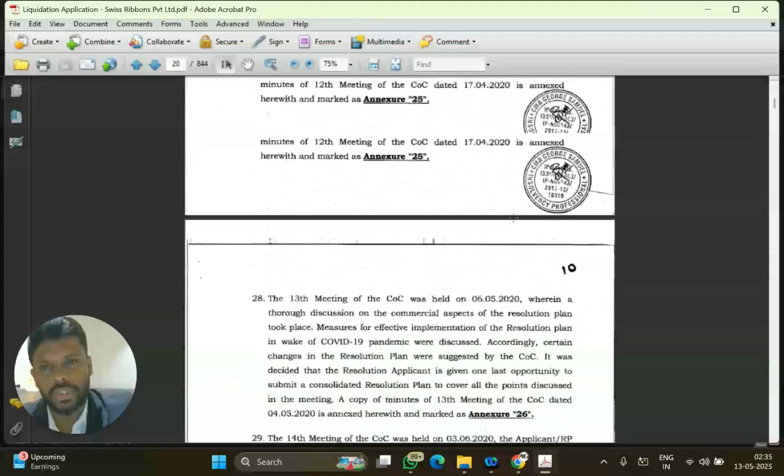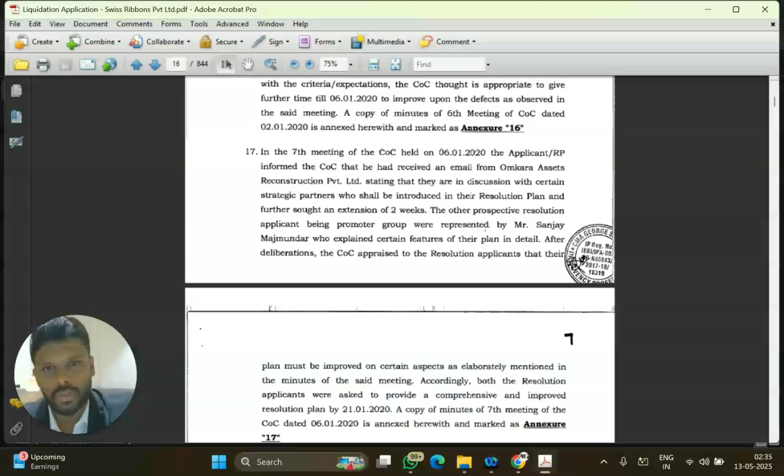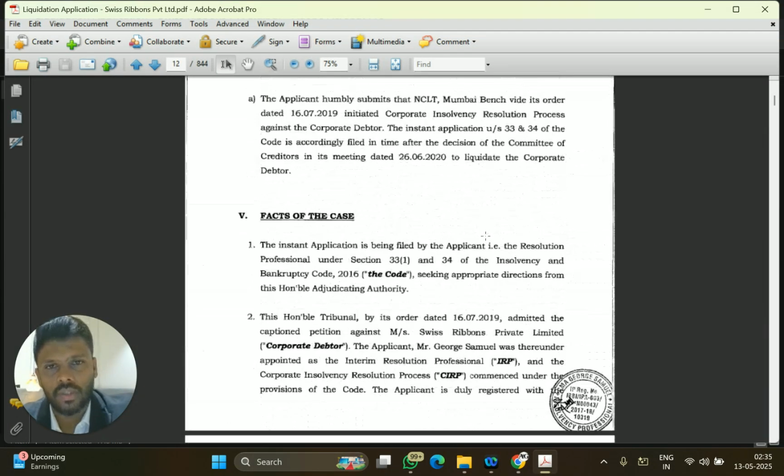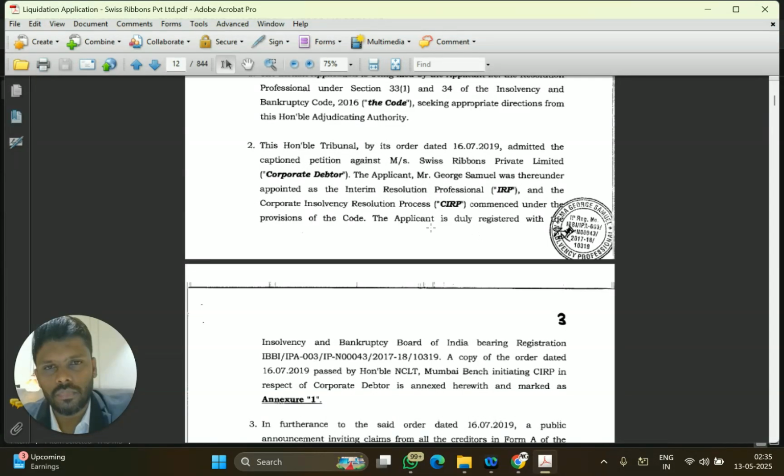So let us see in detail what the contents of the liquidation application are, and what the tribunals require while deciding a liquidation application. A liquidation application in general will have to be very detailed and elaborate, so as to explain to the tribunal how the RP, from his appointment till the date the liquidation application was filed, what steps the RP took to resolve the company, how the CIRP process was conducted, and why the CIRP process did not fructify.